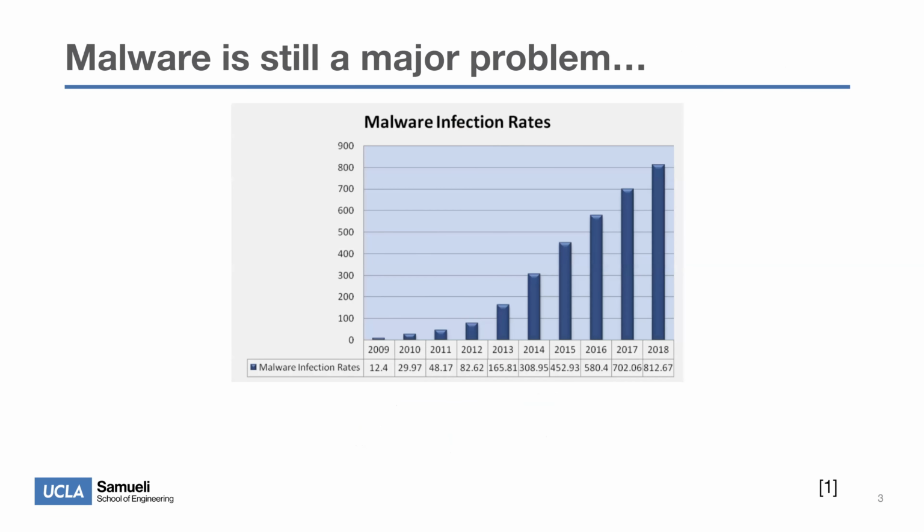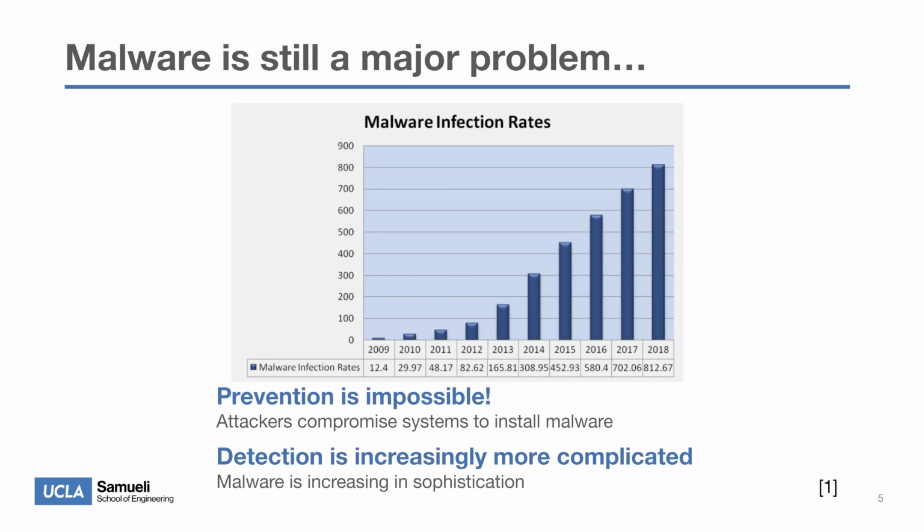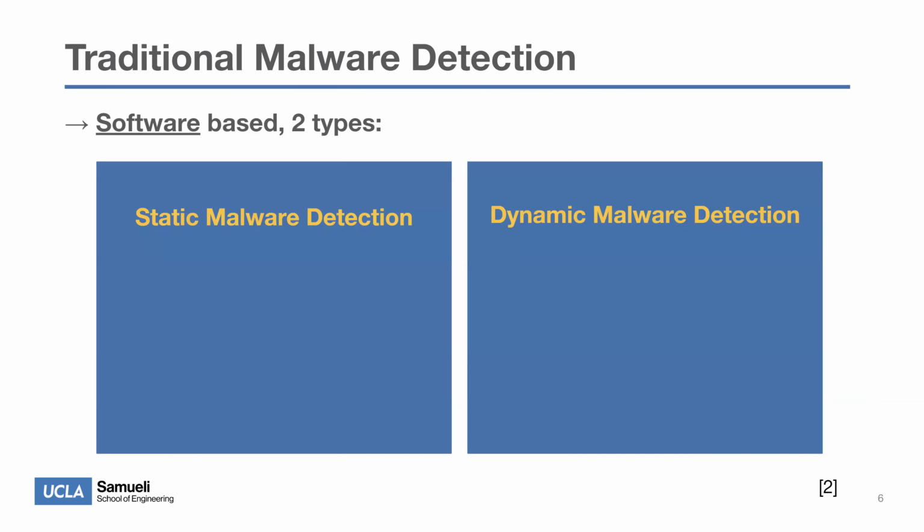So malware is still a major problem. I know this chart is kind of old, but malware infection rates are still increasing each year. Malicious attackers compromise systems to install malware. And since attackers find a variety of ways to obtain privileged access to systems, preventing the compromise of systems is practically impossible. Furthermore, modern malware is increasing in sophistication, making malware detection increasingly more complicated.